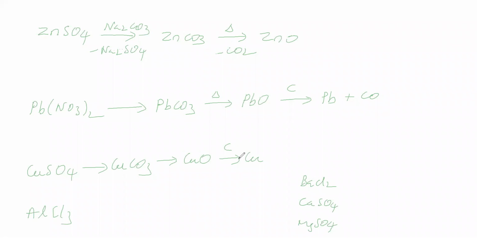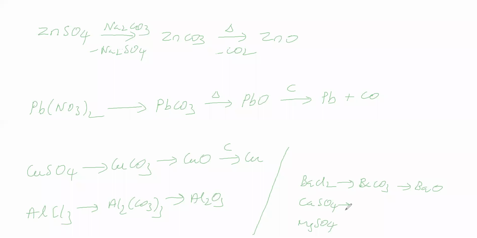Okay. If the given salt is aluminum chloride, this aluminum takes this carbonate and becomes aluminum carbonate. This aluminum carbonate on decomposition gives alumina, Al2O3. Next, if the given salt is barium chloride, this barium takes this carbonate and becomes barium carbonate. This barium carbonate on decomposition gives barium oxide.